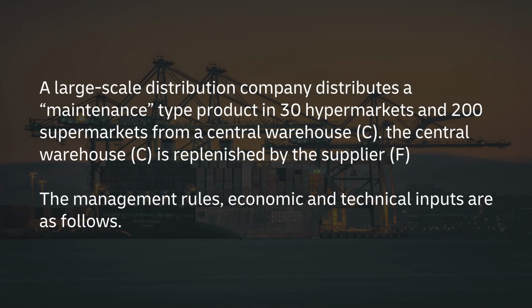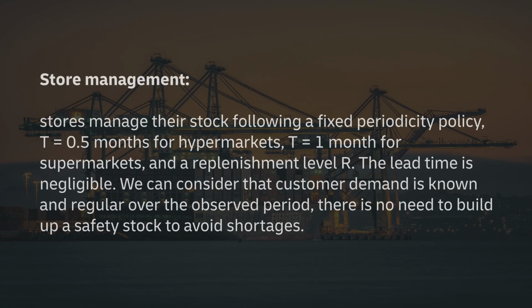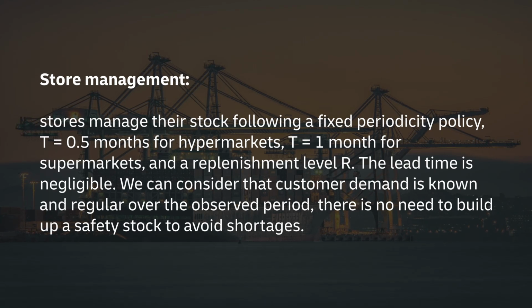So here we have a large-scale distribution company that distributes a maintenance type of products in 30 hypermarkets and 200 supermarkets from a central warehouse C. The central warehouse C is replenished by the supplier F. And for the management rules, economic and technical inputs, we know, for example, that for the store management, we are following a fixed periodicity policy.